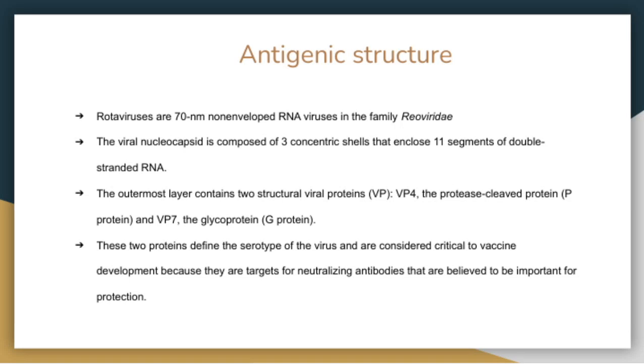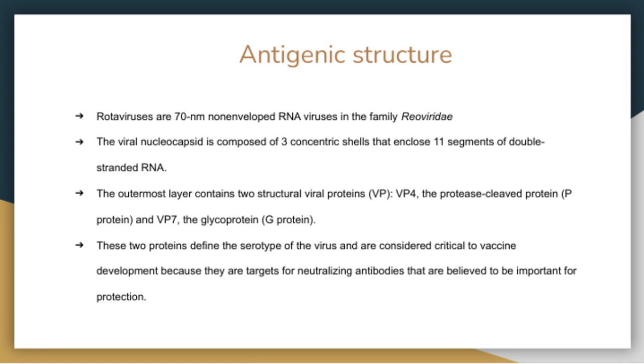Rotaviruses are quite small, about 70 nanometers in size, and they're non-enveloped RNA viruses, which means they lack a lipid envelope surrounding their structure. They belong to the family Reoviridae, a group that includes several other double-stranded RNA viruses. The core of the virus, called the nucleocapsid, is pretty complex. It's made up of 3 concentric shells that tightly enclose the viral genetic material, specifically 11 segments of double-stranded RNA. This layered structure is essential for protecting the viral RNA and playing a role in the virus's replication process.